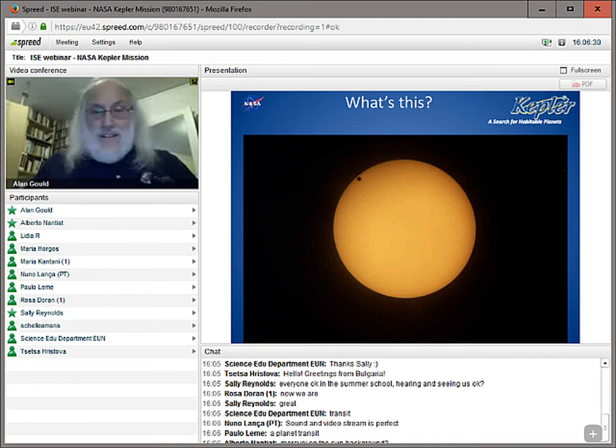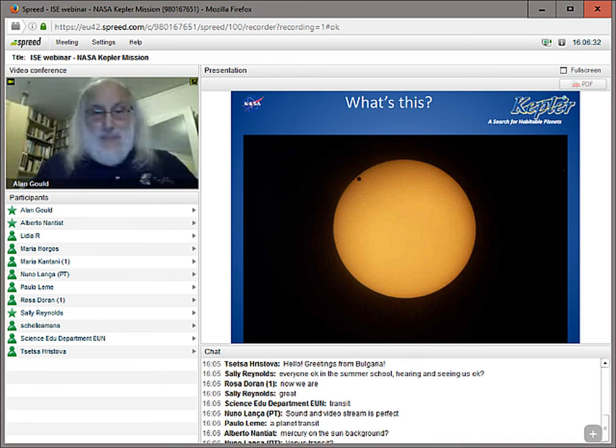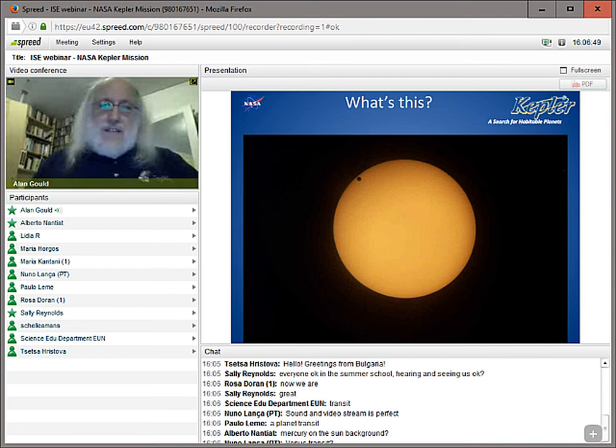Okay, I get a planet transit, Mercury on a sun background, Venus transit. Okay, these are good. It turns out that actually is a Venus transit, and I forget which one. It might be 2006. But you can see the size of Venus against the Sun.